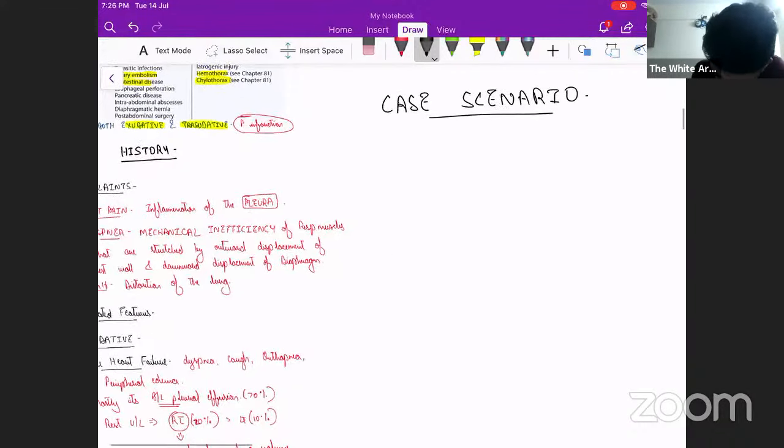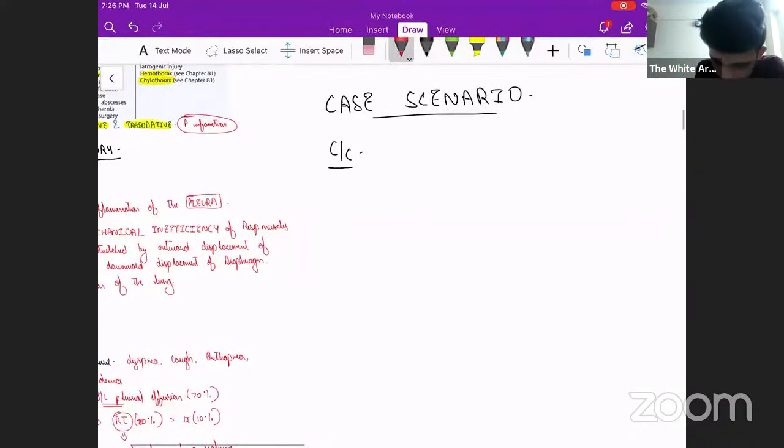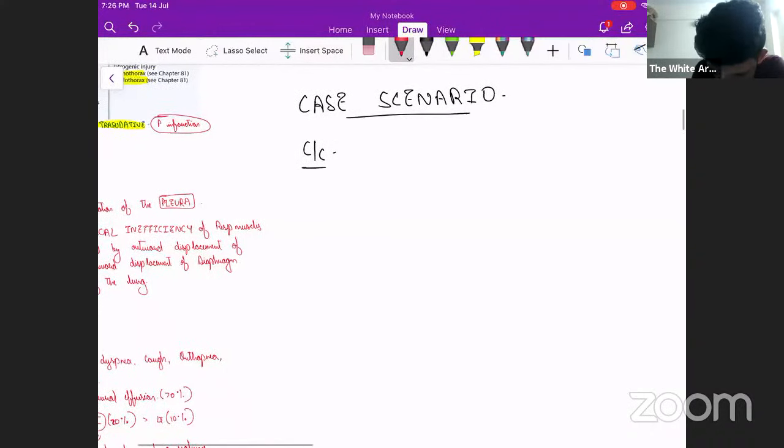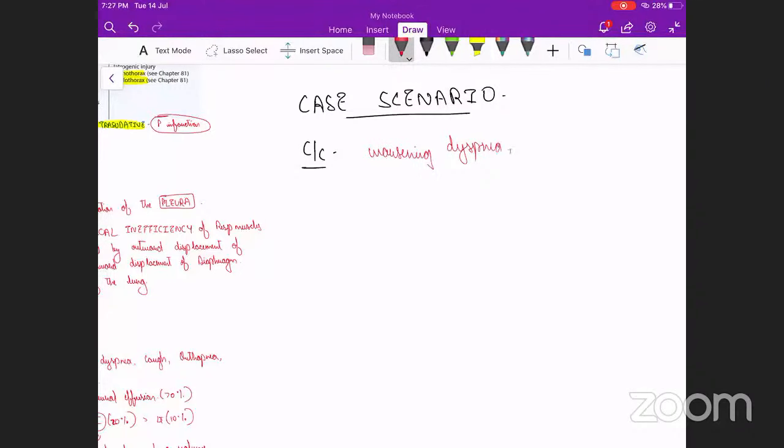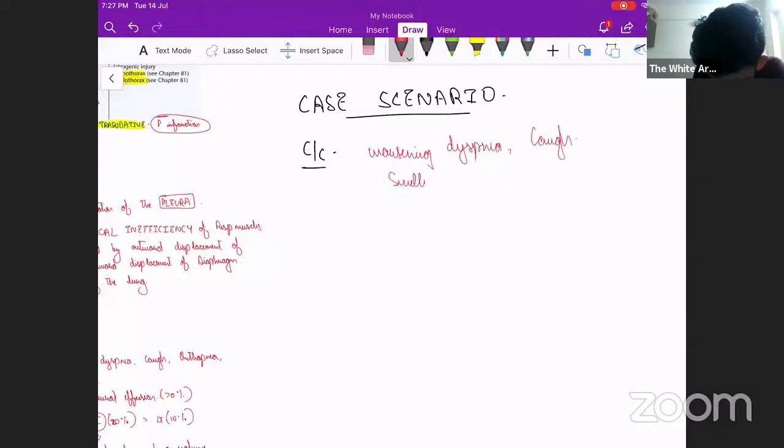So first is the case scenario. Now I'll tell the chief complaints. It's a kid, okay? Kid presenting with worsening dyspnea, cough, along with swelling of bilateral limbs. Swelling of bilateral limbs is there, and abdominal distension is there.